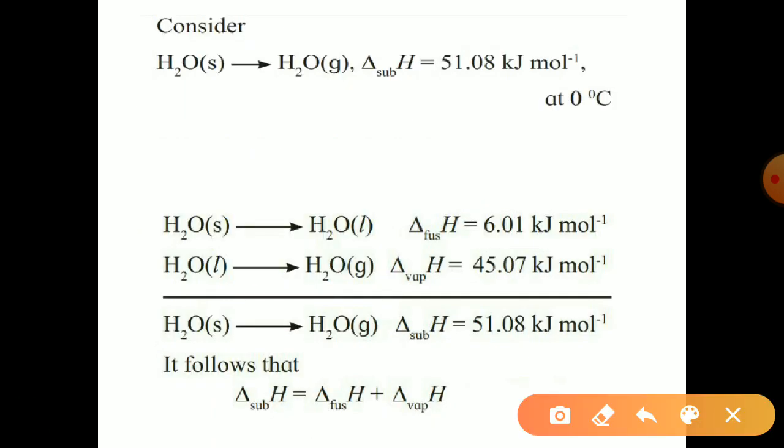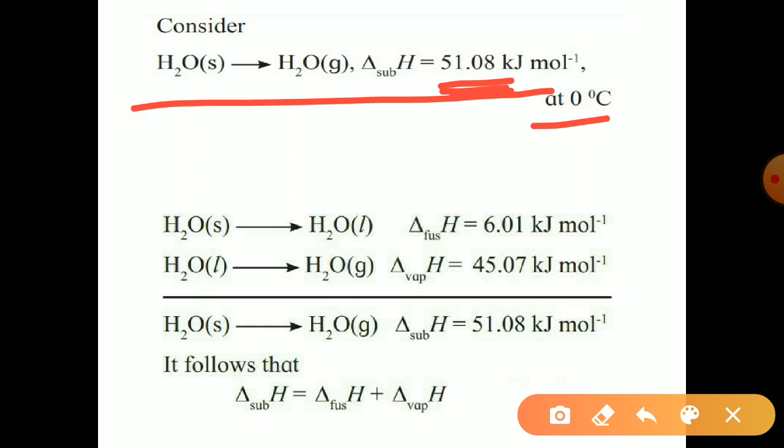We'll take another example. Consider the sublimation of water, ice. Ice is converted into the gaseous state. This much energy is absorbed per mole for the conversion of 1 mole of ice to 1 mole of water in the gaseous state at 0 degrees Celsius. So this is the overall reaction. The enthalpy is 51.0. This reaction takes place in two steps.